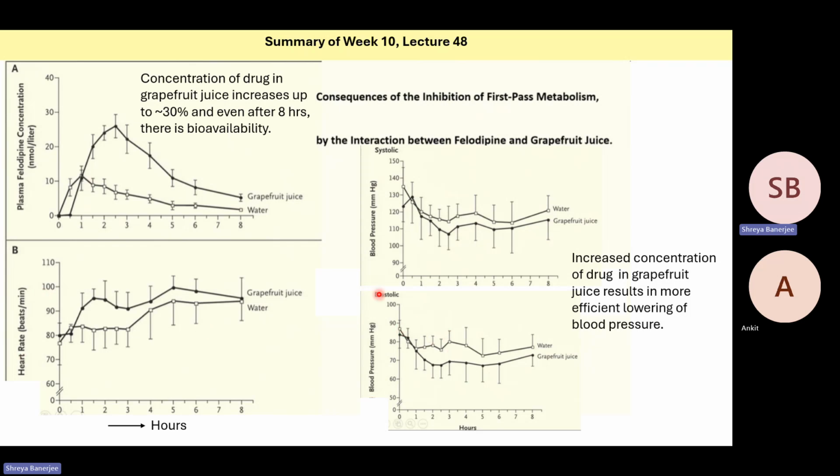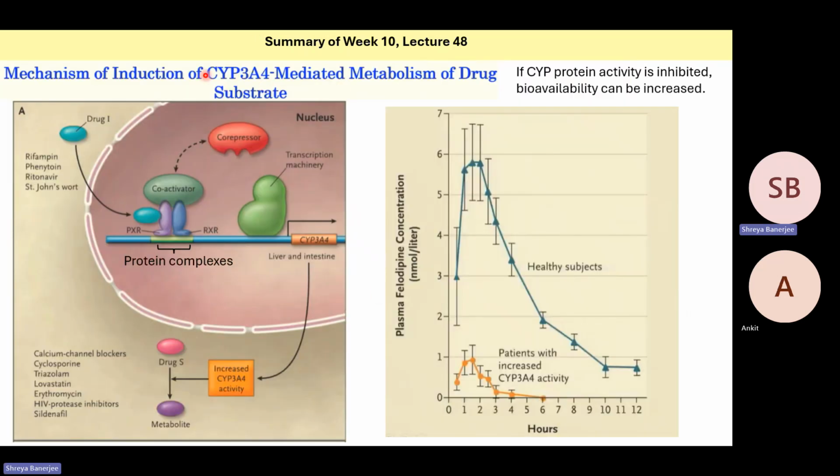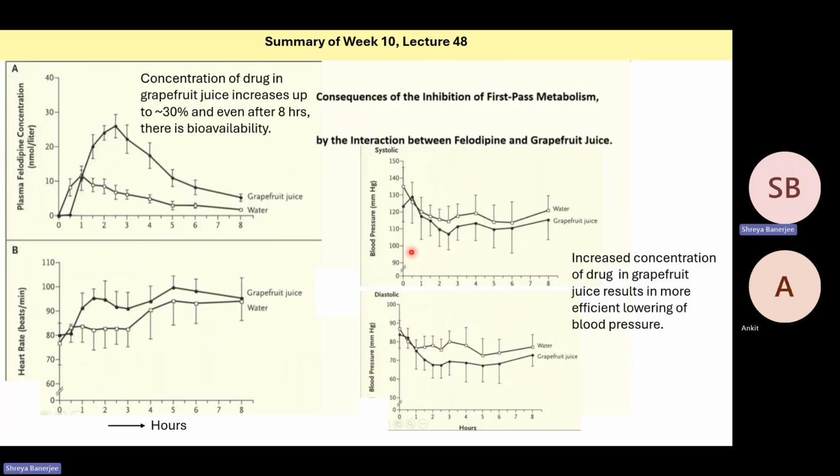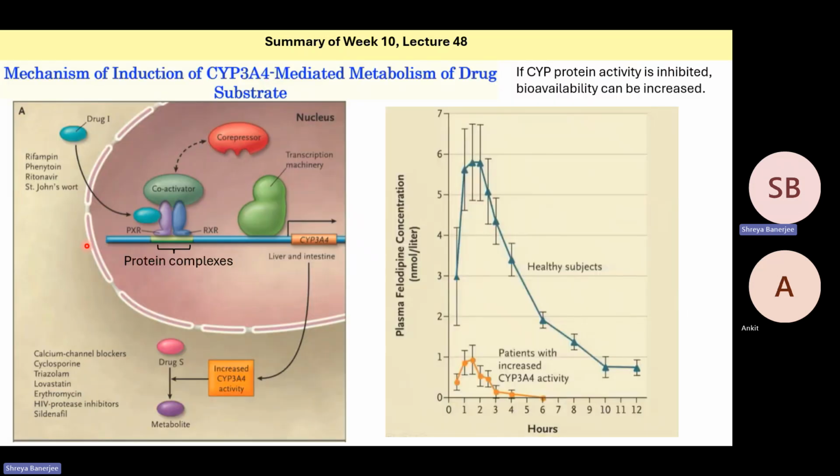pressure. So what is meant here is that the metabolism is reduced when you're taking the drug with the grapefruit juice, and so the bioavailability of the drug increases. So how does this relate to the activity of the cytochrome protein? What is shown here is, again, the concentration of the drug in the y-axis, and the number of hours in the x-axis.